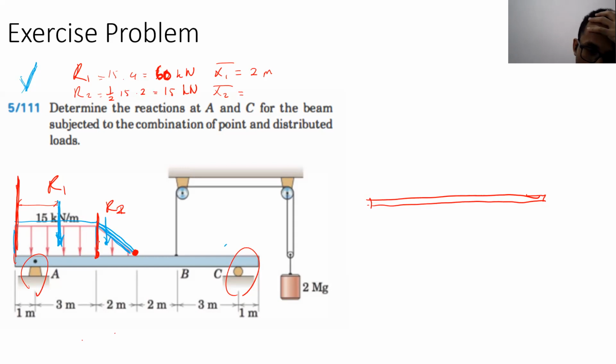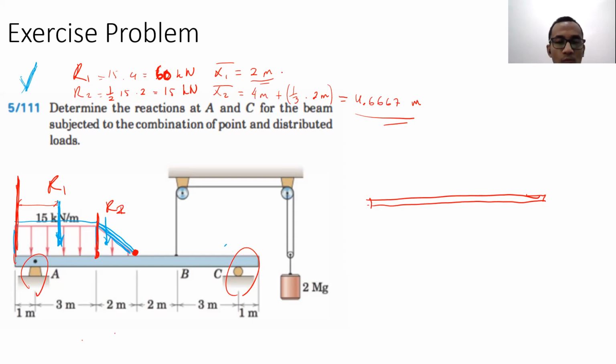So it's supposed to be 2/3 meters plus 4. Correct, so 4 meters plus 1/3 multiplied by 2 meters. Okay, so it's supposed to be 4.6667 meters. Yes, sir. Okay, so we have our X1 bar, X2 bar, R1, R2. We have all of those.